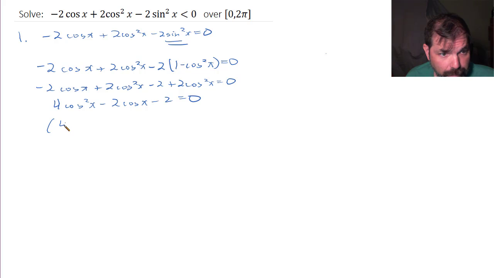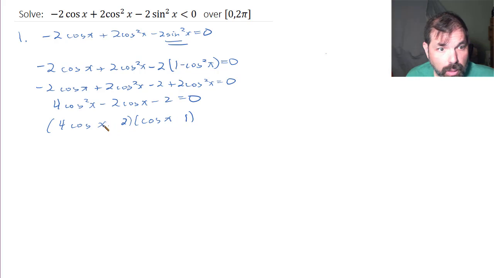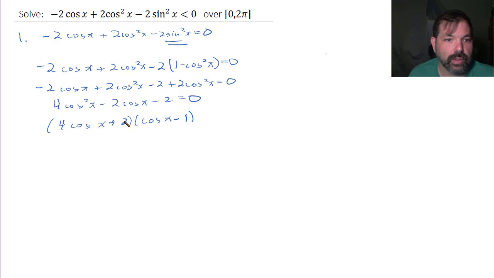Now, this does factor easily. We'd have a 4 cosine x and a cosine x, and we'd have a 1 here and a 2 here. 4 times 1 is 4, 2 times 1 is 2, and since I need a negative 2, let's put a minus here and a plus here. That would give me a minus 4 cosine x and a plus 2 cosine x, so that fixes the middle. And so then this equals 0.